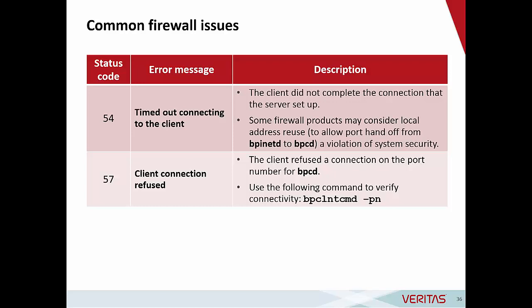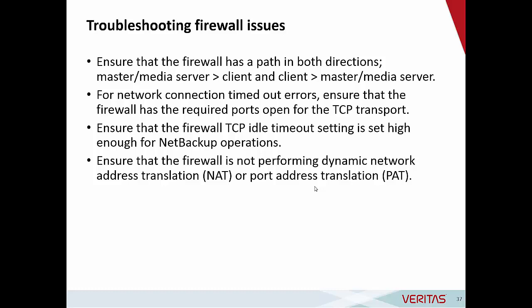might result in this status code. The status code 57 is a straight-out refusal to connect. So we didn't get as far with the 57 as we did with the 54. Usually this results from the server trying to make a direct connection to BPCD, and the client is refusing the connection on that port. Here are some general suggestions for troubleshooting firewall issues.